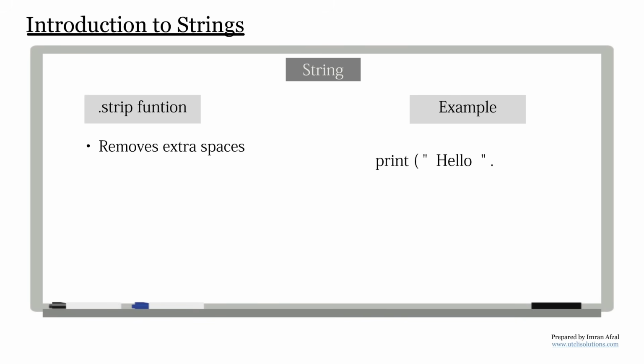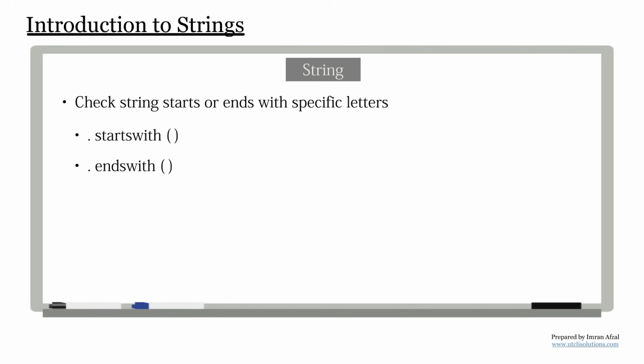Similarly, the .strip() method removes any extra spaces from the beginning and end of the string. Furthermore, if you have a string with extra spaces, like space hello space, you can use the .strip() method, or sorry, function, to remove them, leaving hello without spaces.